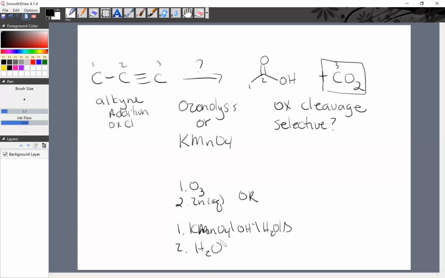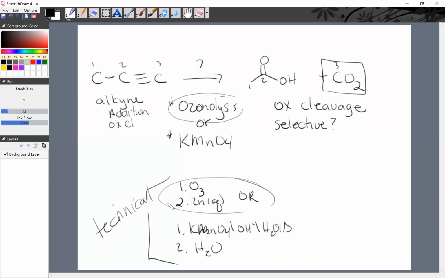The nice thing is, unless I'm specifically asking you for the reagents, I am perfectly happy with you putting the word, oh, I recognize it, it's ozonolysis. Technically, this is what you should write. But you have your reference sheet, so when you say ozonolysis, well, I know you're talking about that. So technically, you should actually write the conditions. But if you do write just the word ozonolysis, I will know what you mean. Okay, let's do another one.